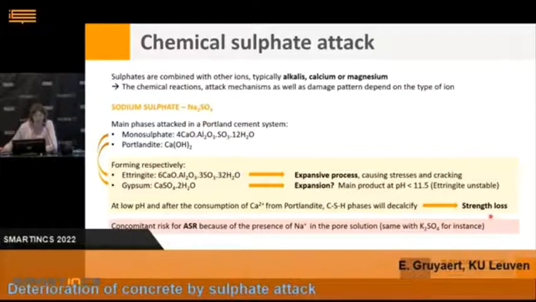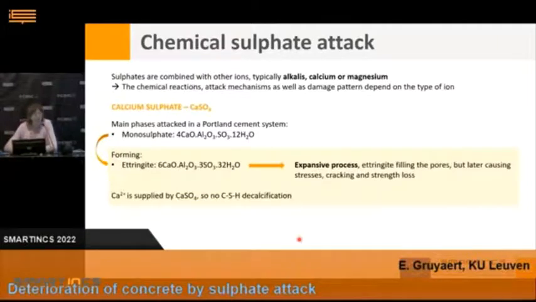So you see that we have different mechanisms of attack due to sodium sulfate. Moreover, we have the sodium, or when you are looking at potassium sulfate, you have the same, you have the potassium over there. So there is also a concurrent risk of alkali silica reactions, and I guess in another presentation there will be more about that, due to the fact that we have this sodium or potassium available in the pore solution. So this is a kind of combined attack that is also happening at that moment.